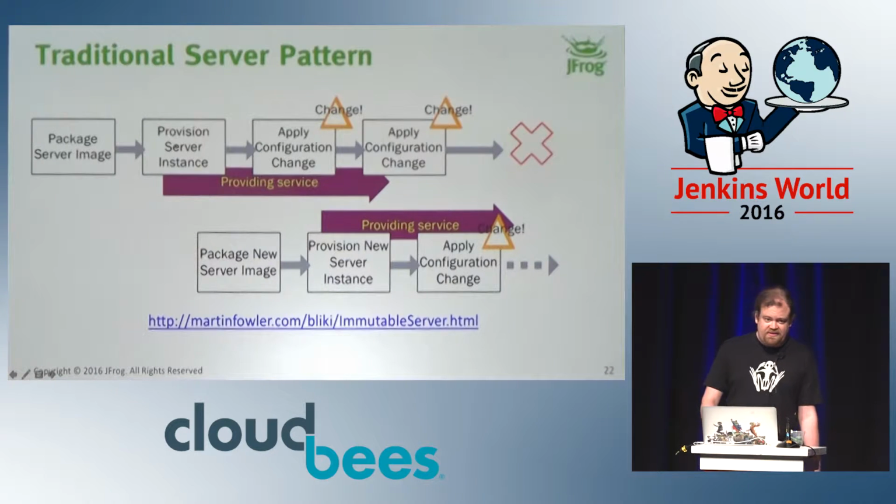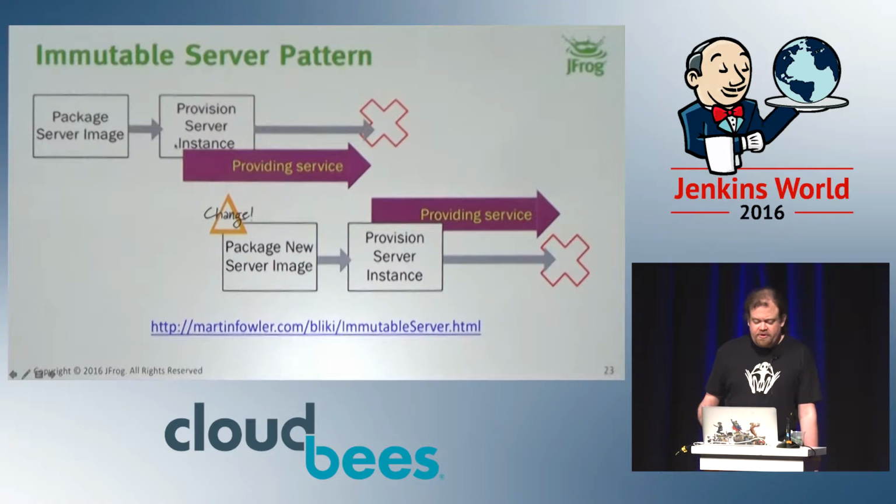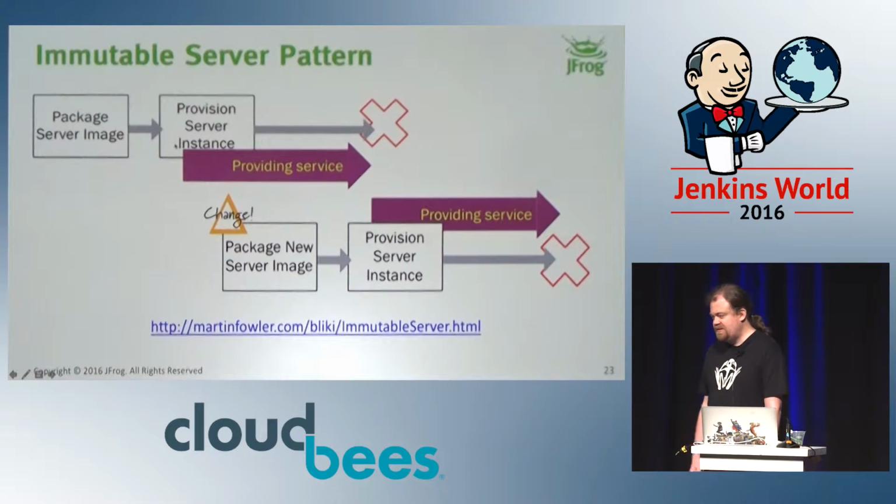Lots of people have thought about this, decided that for a lot of scenarios it doesn't really work. So you have the immutable server pattern, which says you package up a server image, you provision that instance, and you throw it away without changing it. If you want to change it, you create an entire new image from scratch. Infrastructure is code. We all agree, probably, that that's a good thing. And Docker really makes it easy.